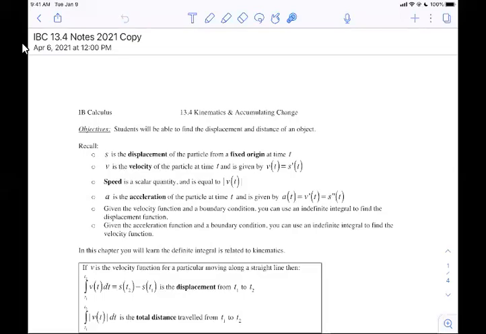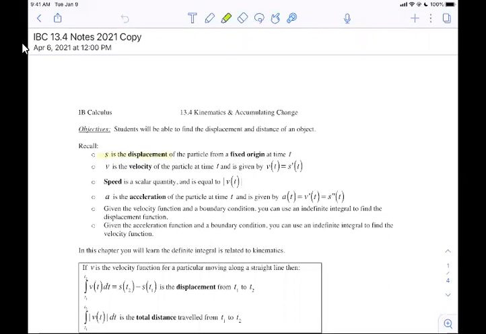Right, here we go. So most of this is actually review from our derivative chapter and our integral chapter. I think the net change is the only thing that's actually new. So s, remember, is called displacement or position of the particle from a fixed origin at time t.